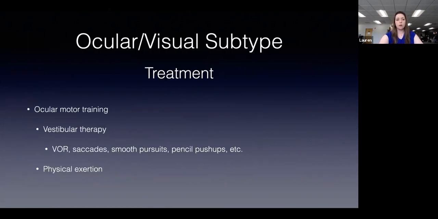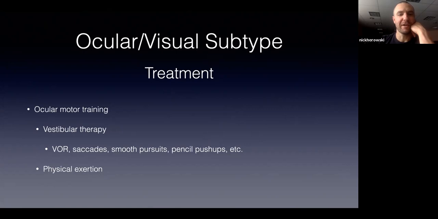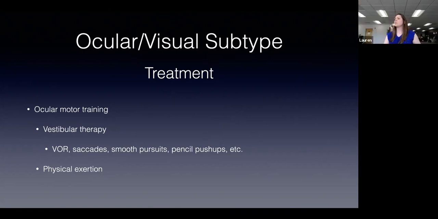But for treatment for these individuals, if the deficits are mild to moderate, they would likely benefit from vestibular-based therapy. That's VORs, VOR 1 and 2, saccades, smooth pursuits, pencil push-ups, more of that normal vestibular balance-based type of therapy, with moderate to severe deficits. What are pencil push-ups again? I forget. That works on convergence.